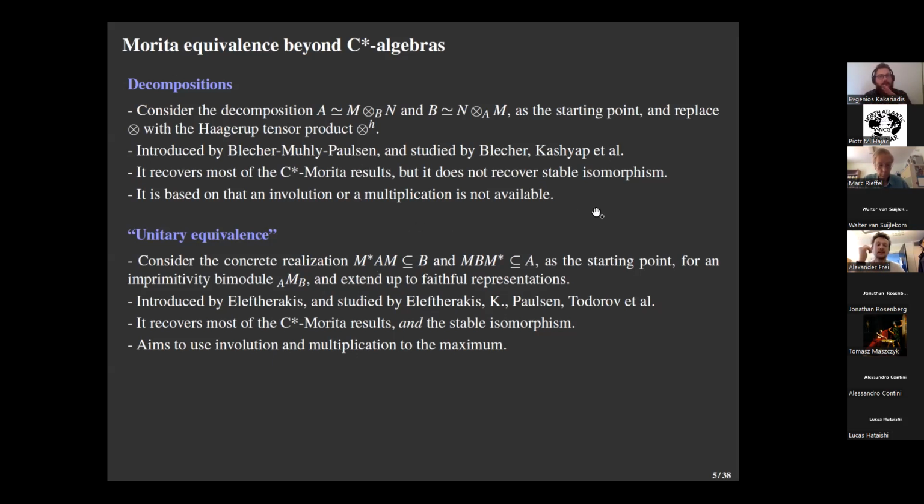These two things are the same for C-star algebras. The point is that you take one of these equivalent pictures of Morita equivalence, and you make it make sense in a more general context, that of non-self-adjoint operator algebras, and you try to see where you can go.